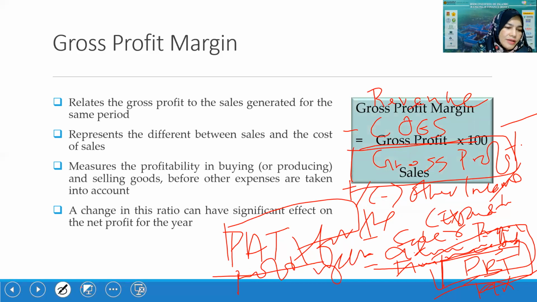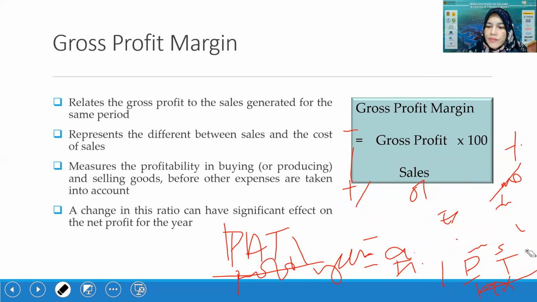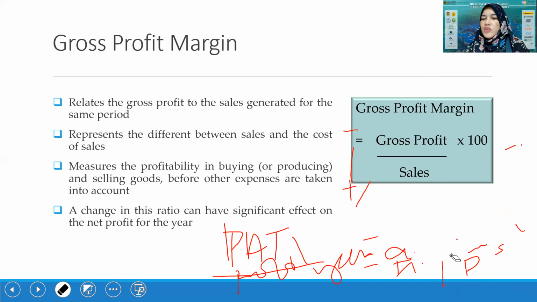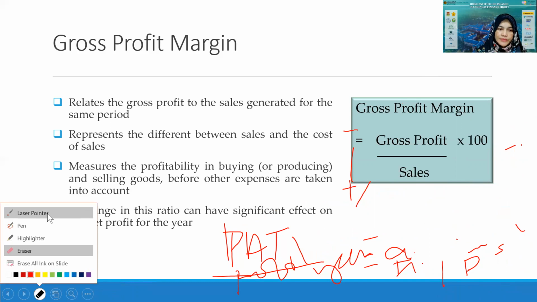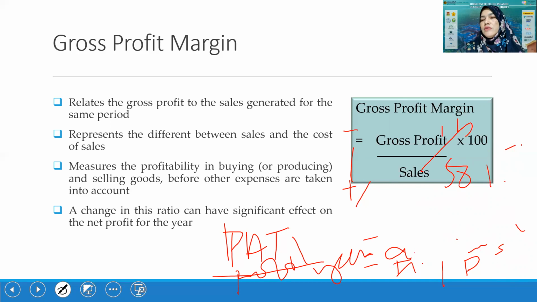Okay, so this is the formula. Let me erase the one that I wrote here. So this is the formula: gross profit divided by sales, and then multiply by 100 and then you will get the percentage. For example, in the case of 1 billion profit divided by 50 billion sales, what would be the result? Anybody? Do you have a calculator with you?